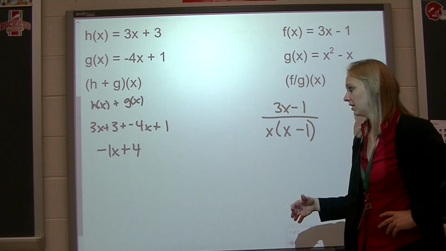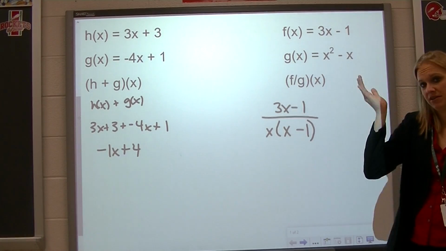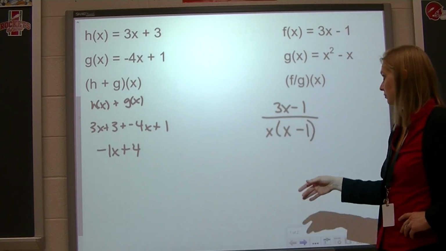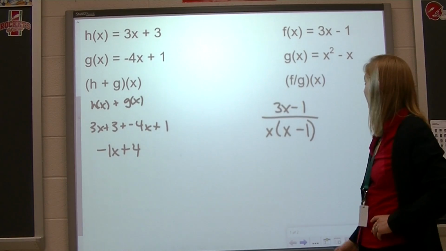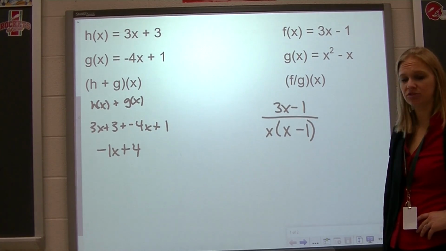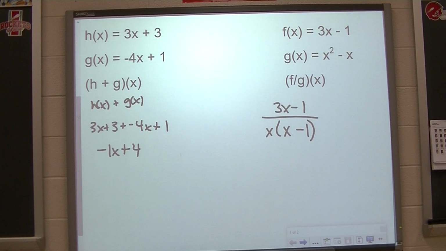Now, if we could divide it, obviously you're going to have to factor the numerator and denominator and cancel, or you could use long division. Depending on the divisor, you might even be able to use synthetic division. In this case, we couldn't, because it's an x squared. You can only use synthetic division with linear problems. We'll see more about composite functions on our next slide.